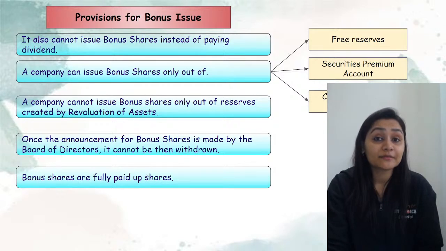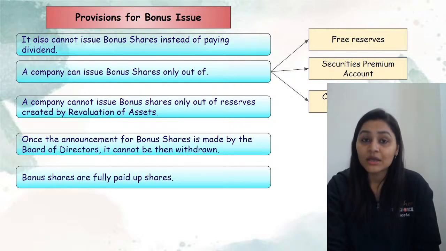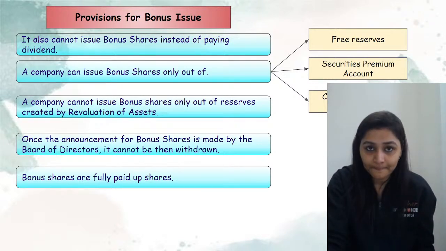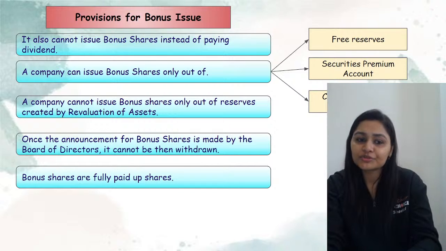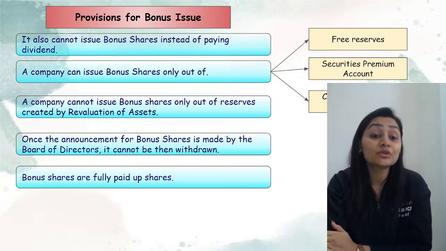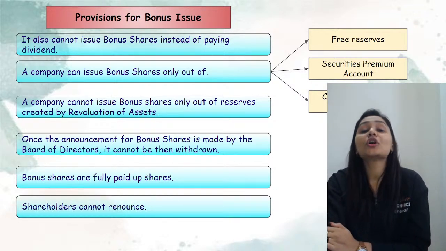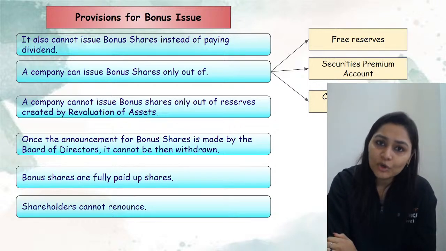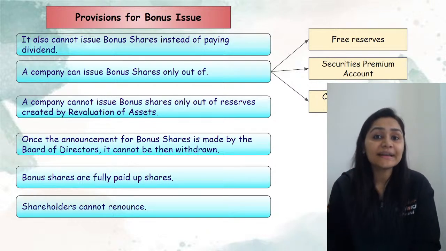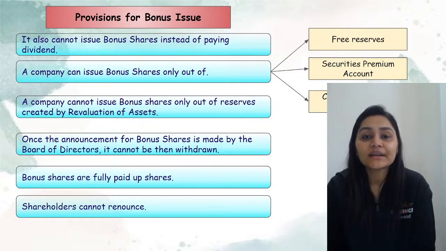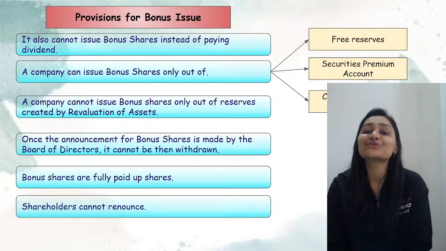Bonus shares are fully paid up shares. Like I have already mentioned to you while explaining bonus issue, here we do not have to pay anything, and this is free of cost to the existing equity shareholders. But most importantly, the term that you have to pay attention to is that bonus shares are fully paid up shares. Shares cannot be renounced. Like when I spoke about rights issue, the equity shareholders could renounce it. Renouncing of a bonus issue is not allowed in the first place. These are free of cost, so renouncing is not possible.